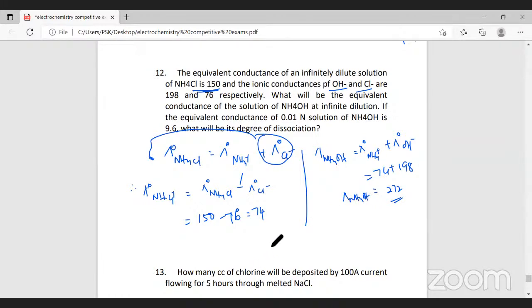So they are asking degree of dissociation. Alpha is equal to the conductivity of a solution at a particular concentration divided by conductivity of a solution at infinite dilution. It is 9.6. They have given 9.6 for the normal solution of ammonium hydroxide. Lambda naught is 272. This is at infinite dilution. So we will get the answer to be 0.0353. Did you understand how we work this problem?